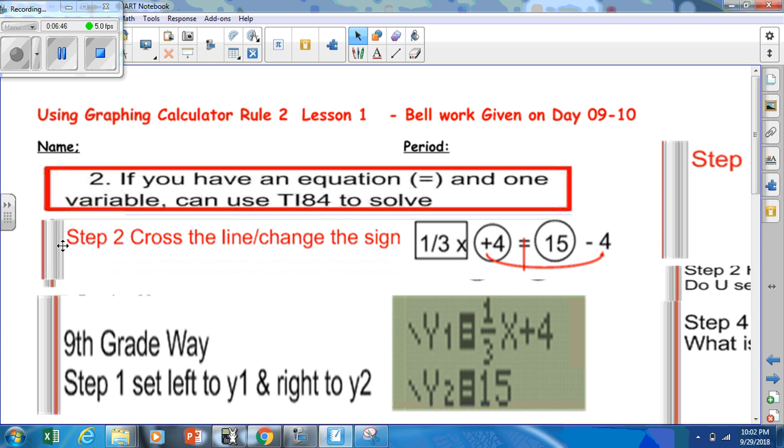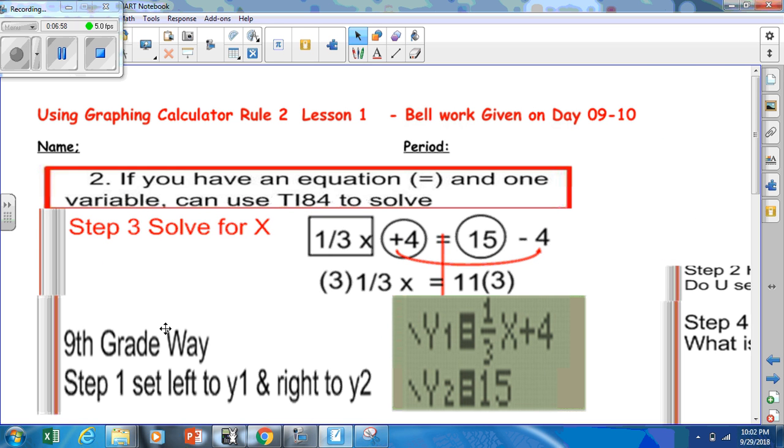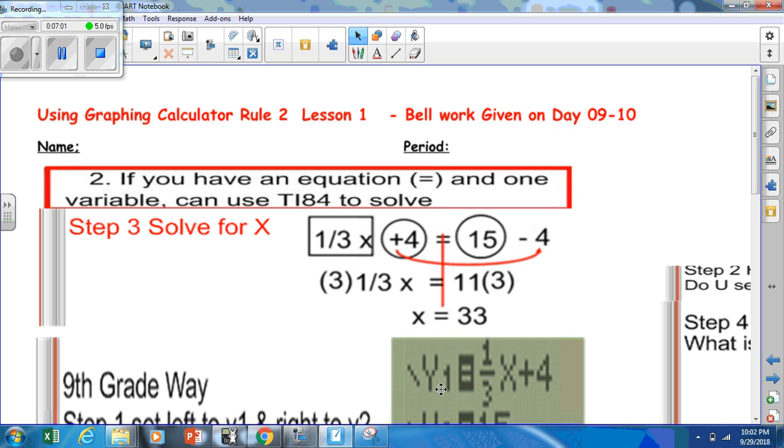Step 3, we see that we combine the 15 and the 4. That gives us 11. And we have 1/3 in front of the x, so we have to multiply both sides by 3. In doing that, I clear my fraction. X equals 11 times 3, which is 33. Okay? Take that same answer, put in y1 what's on the left, put in y2 what's on the right.